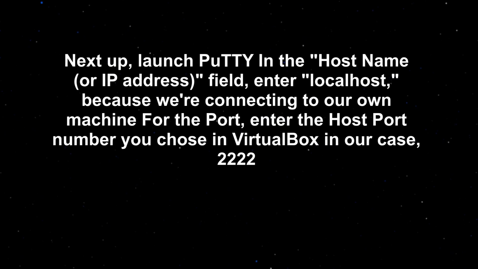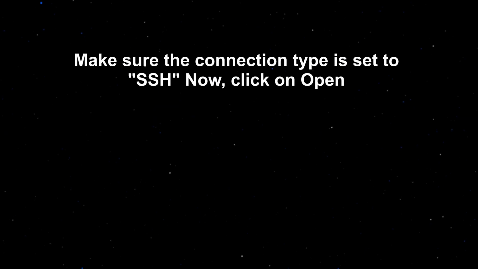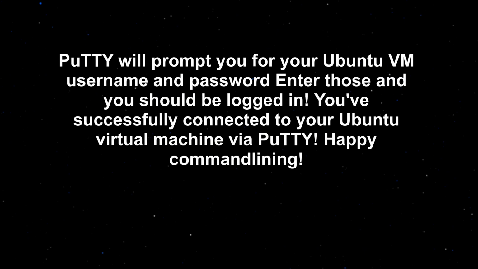Next up, launch PuTTY. In the host name or IP address field, enter localhost, because we're connecting to our own machine. For the port, enter the host port number you chose in VirtualBox, in our case, 2222. Make sure the connection type is set to SSH. Now, click on Open. PuTTY will prompt you for your Ubuntu VM username and password. Enter those and you should be logged in.